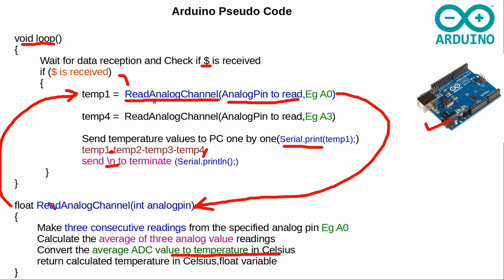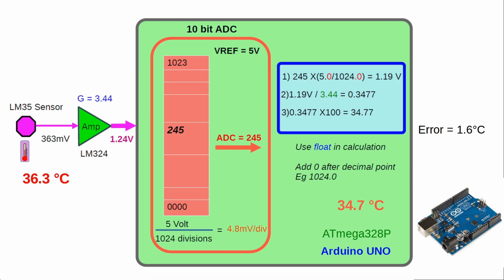So this is how it works. This is the pseudo code. I will also explain the main code. Here I will explain how the analog signal is converted to digital signal using the 10-bit ADC of the Arduino. Now the Arduino is actually an Atmega 328P microcontroller which has a 10-bit ADC inside it.